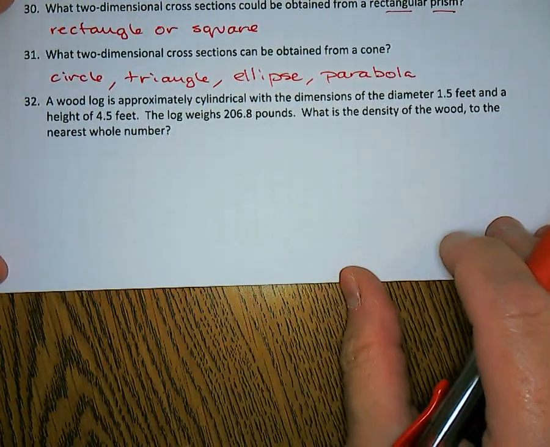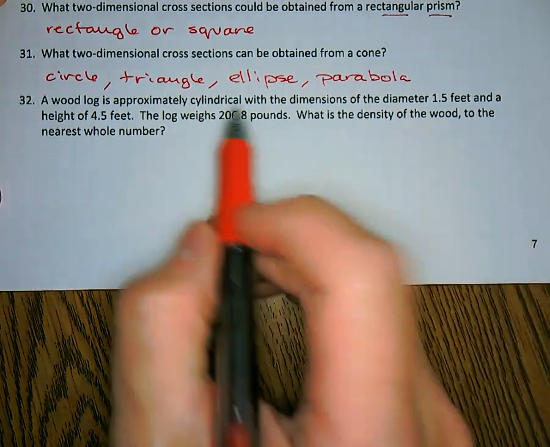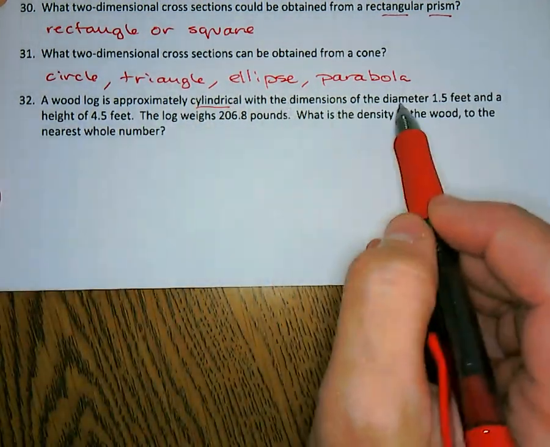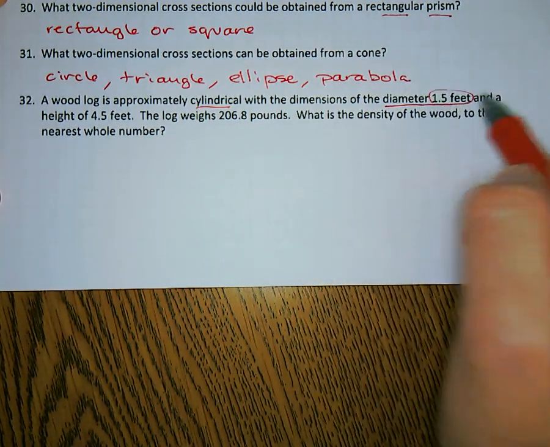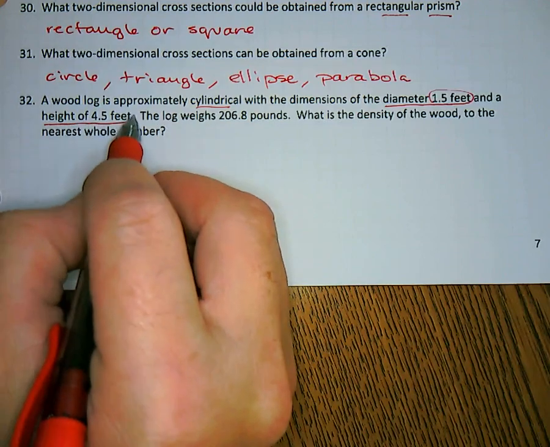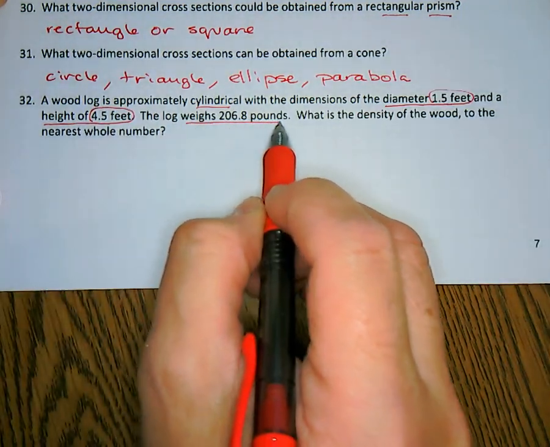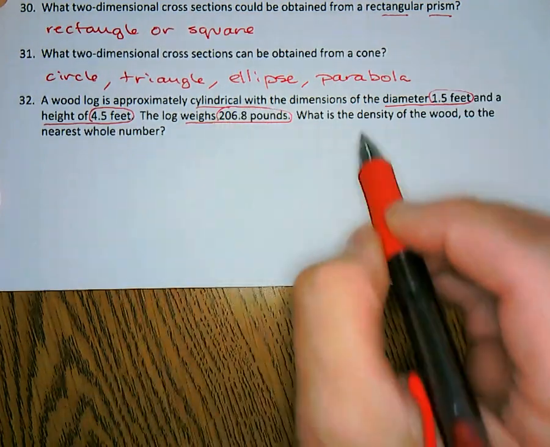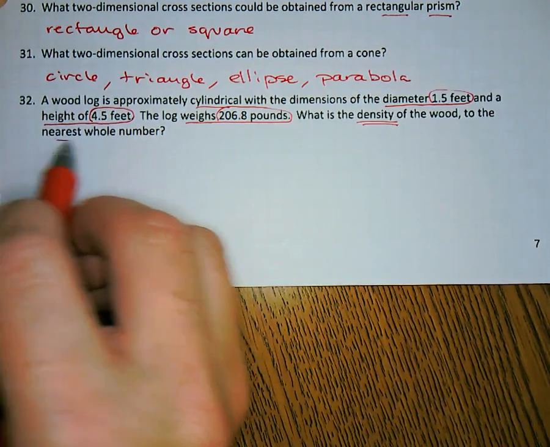All right, let's take a look at number 32. A wood log is approximately cylindrical, with the dimensions of a diameter of 1.5 feet and a height of 4.5 feet. The log weighs 206.8 pounds. What is the density of the wood to the nearest whole number?